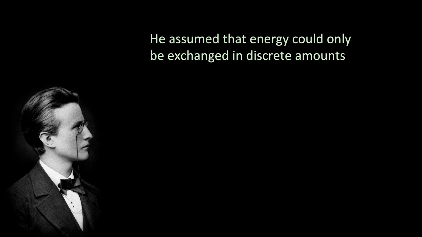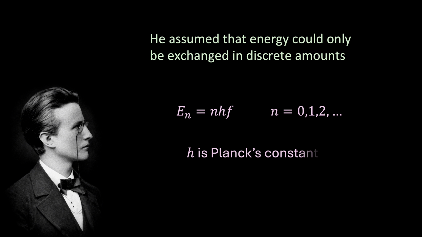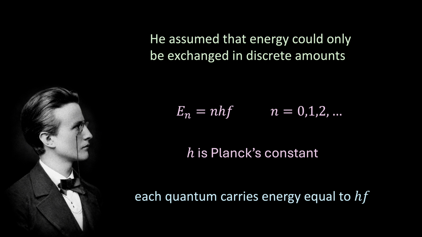To get this result, Planck did something extraordinary. He later described it as an act of desperation. He assumed that energy could only be exchanged in discrete amounts, in integer multiples of hf, where h is what is now called Planck's constant. In other words, each quantum carried energy hf. But conceptually, this left an important question open. Planck still regarded the electromagnetic field itself as a continuous wave. The quantization, in his view, was a property of the interaction between matter and radiation, not necessarily a property of the radiation itself.